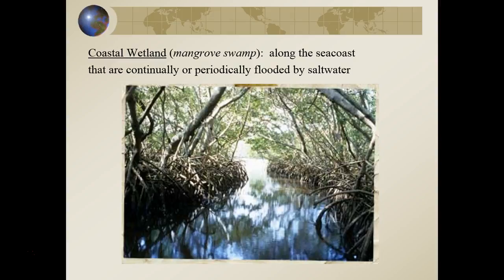You have the mangrove swamp along the sea coast that are continually and periodically flooded by salt water. Once salt water actually enters these waters, there is no more fresh water, which makes it undrinkable.